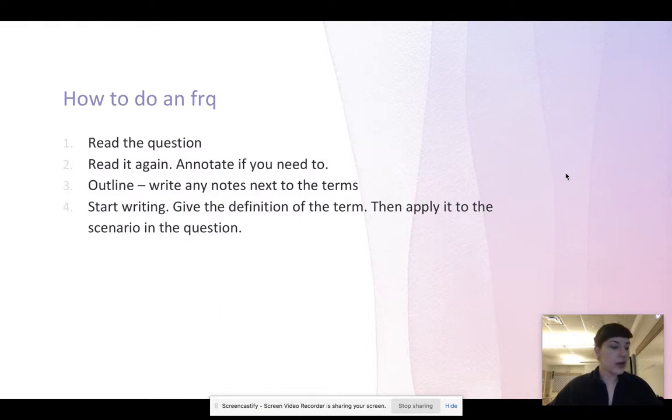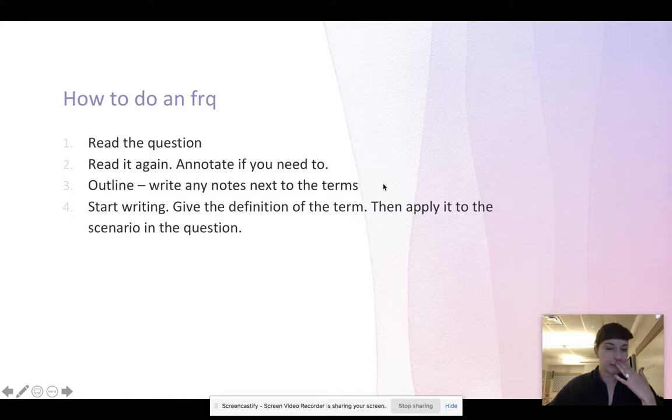All right, so when you actually sit down to do an FRQ, you need to read the question, and then you need to read it again, because sometimes the wording can be a little bit tricky. And so you want to read it twice to make sure that you really understand what it's asking you, and that doesn't throw off your answer for any of the terms. You're going to make notes if you need to. You're going to outline what you might want to write.